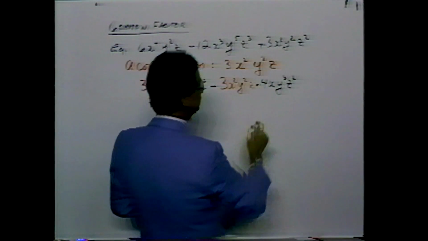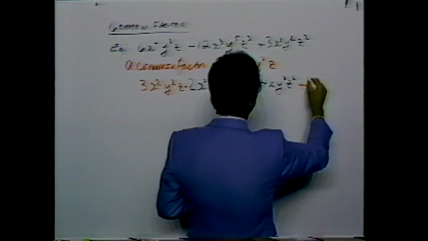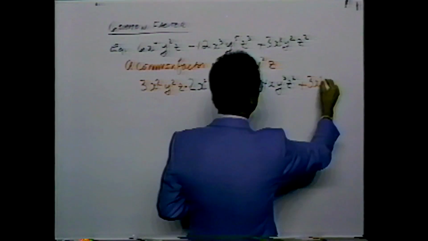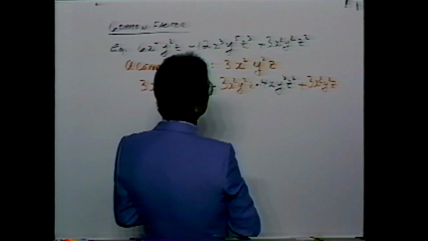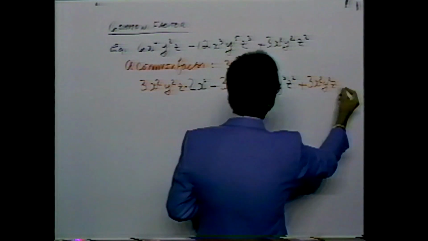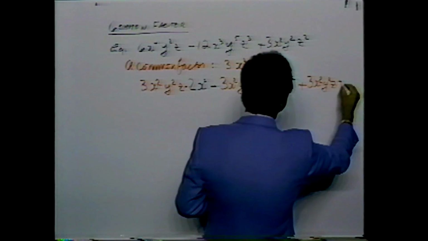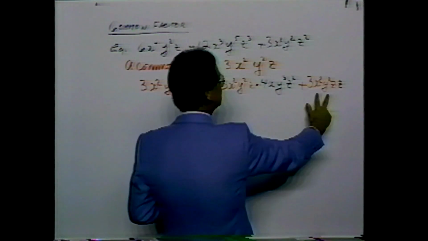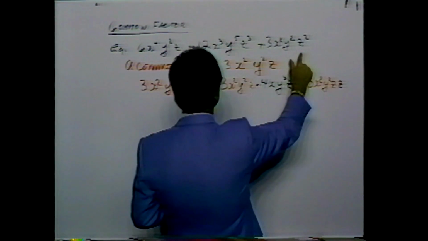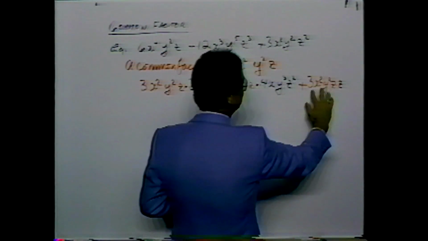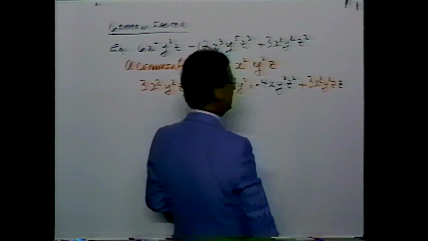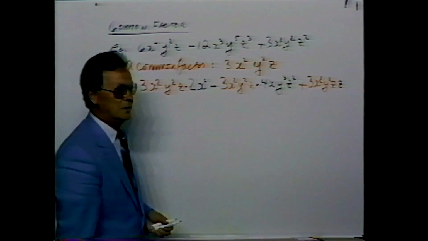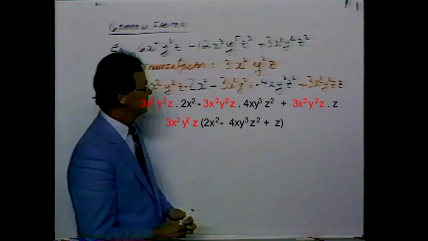And finally, 3x squared y squared z multiplied by z is equal to this last term in the example. If you simplify this, you can see that this is z squared and everything else is the same. So those two amounts are equal to each other.